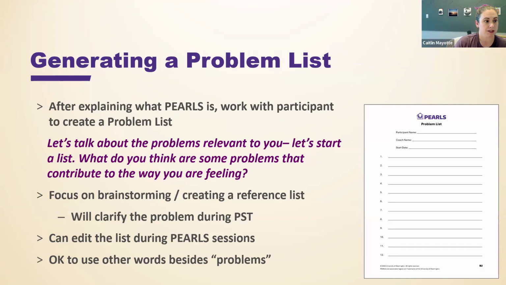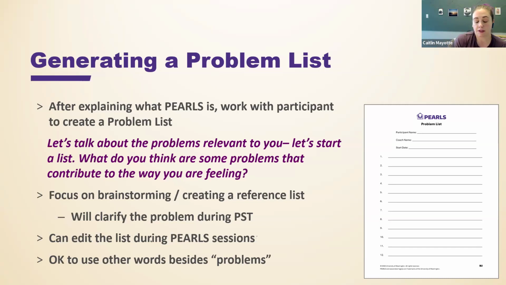After they've explained what PEARLS is and they've talked about what those principles are, that's when they're going to start brainstorming the list. This is just a place for those problems to land. This is a dynamic list. The coaches should definitely be taking a copy of it, but the list stays with the participant, and they can put it on their fridge, they can add to it, they can cross things out if things have been achieved or if they're no longer really an issue for them.